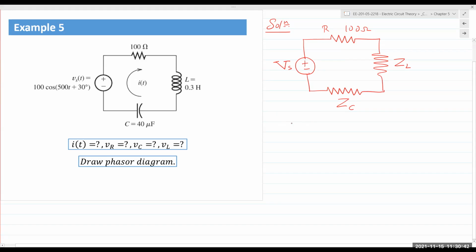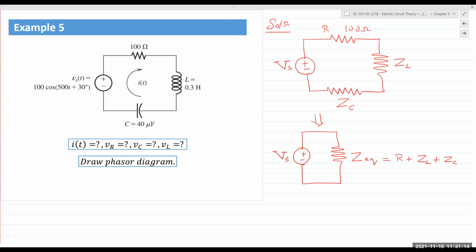So I'm going to reduce this to ZEQ. So this circuit becomes like this: voltage source, one single impedance, and ZEQ is equal to R plus ZL plus ZC. Vs divided by ZEQ, from Ohm's law, gives us the phasor current. That's it, as easy as that.